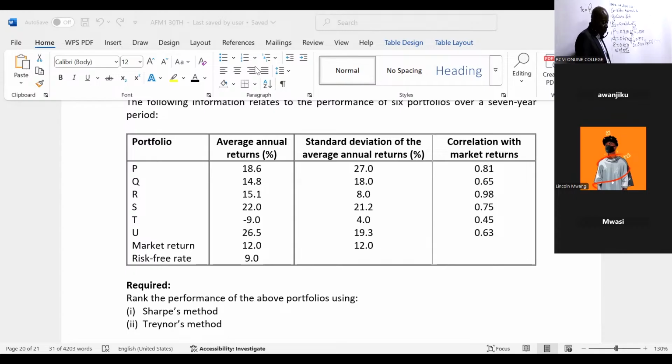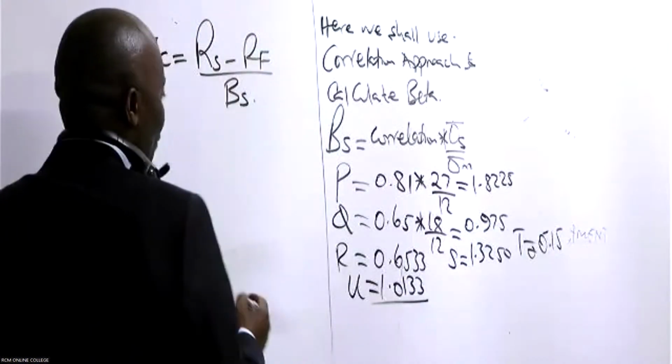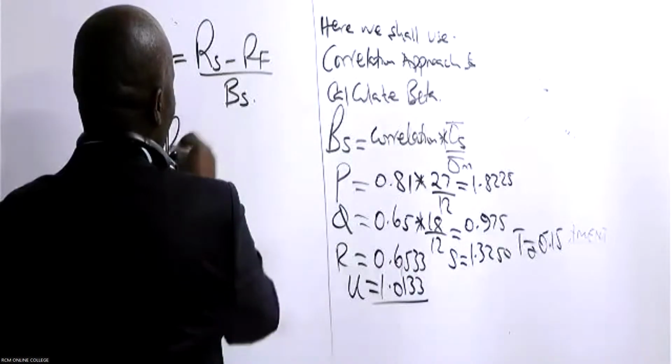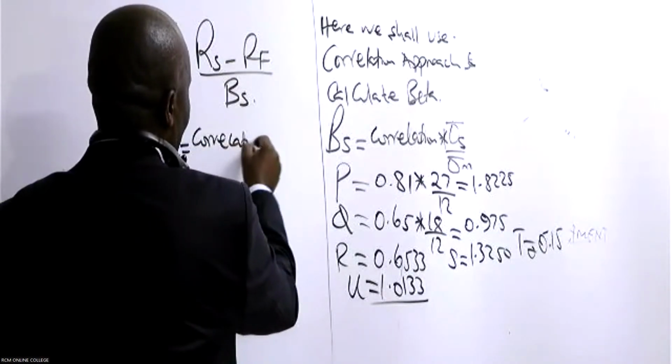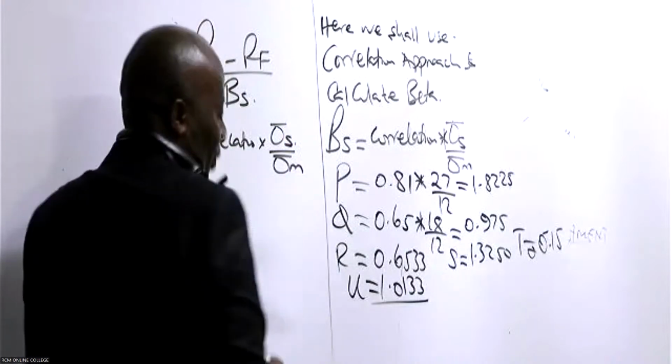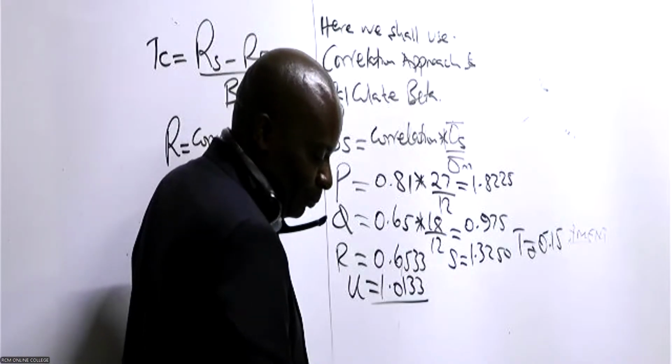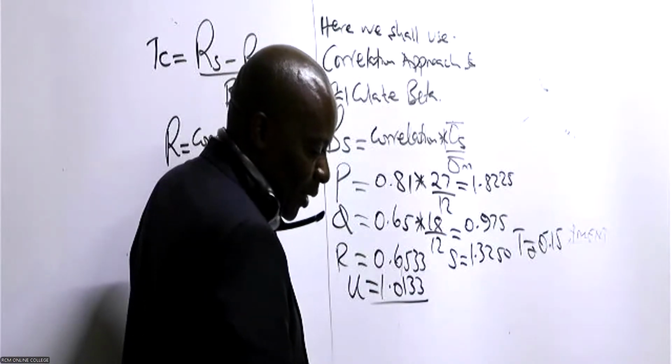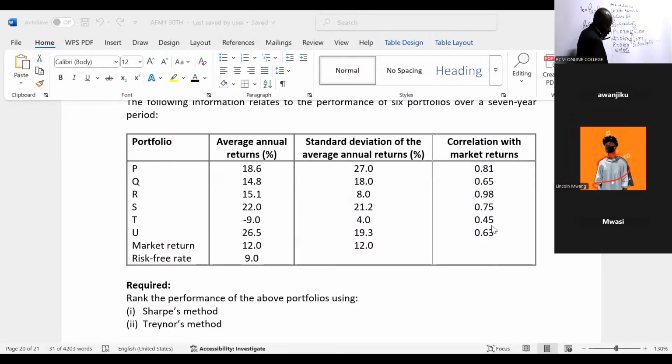Maslin got R of minus 0.585, eh? Yes, it's a 20 marks question. Of course, there's a theory down there. So let's see how she got R of negative. Remember, it is correlation times standard deviation of S over standard deviation of the market. So for R, are you able to see the correlation for R? Please help me out. For R, the correlation is 0.98.